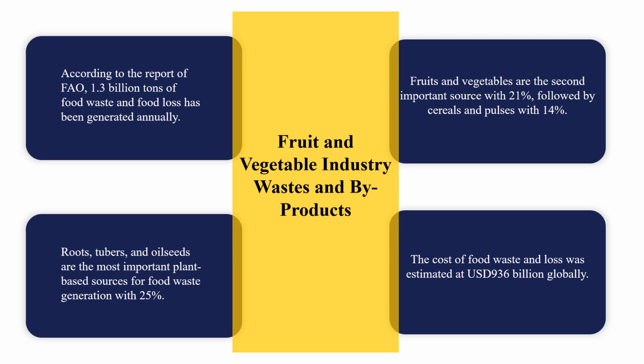Similar to fruits and vegetables, cereals and pulses are wasted during different stages of the food supply chain, including harvesting, processing, transportation, and storage. Factors like overproduction, improper storage, and poor infrastructure contribute to these losses. It is estimated that the global cost of food waste and loss amounts to USD 936 billion each year.